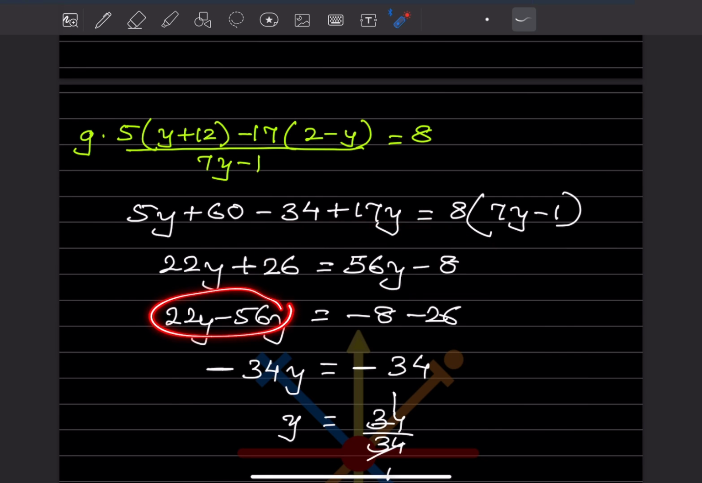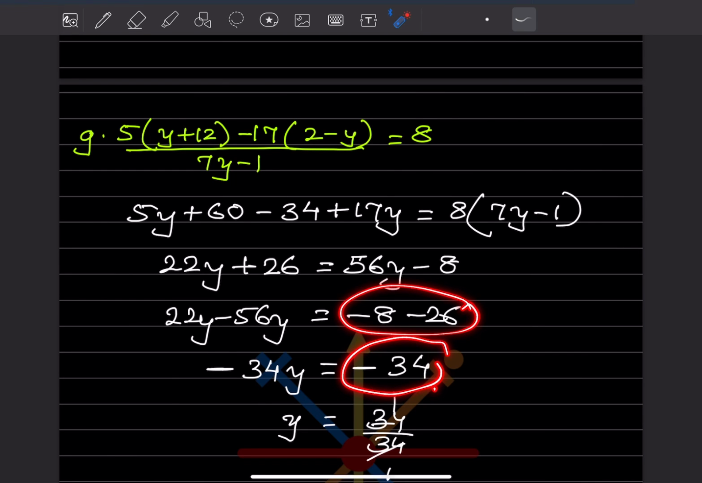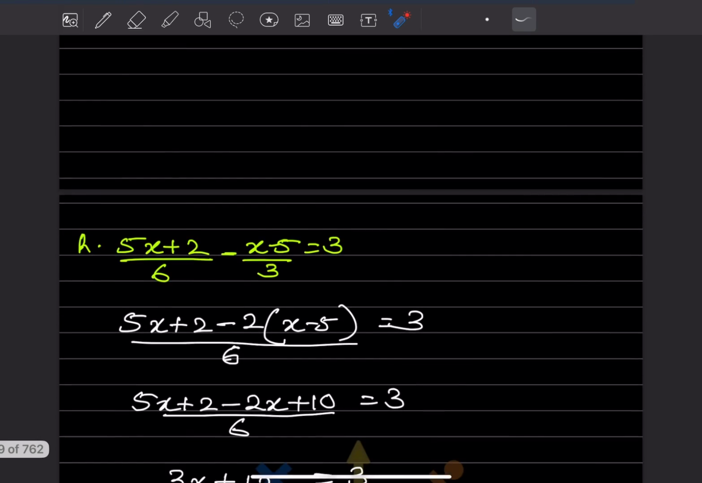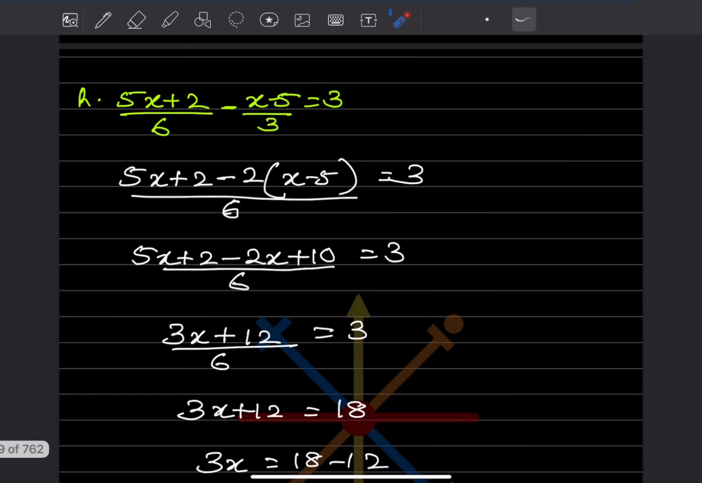So after this one, that is going to be minus 34y. And this is going to be minus 34. So again here both the sides you can see minus signs. So let us cancel out that. So the y is going to be 34 and this is multiplication. So it will get divided, which is going to be 1. Y is 1.